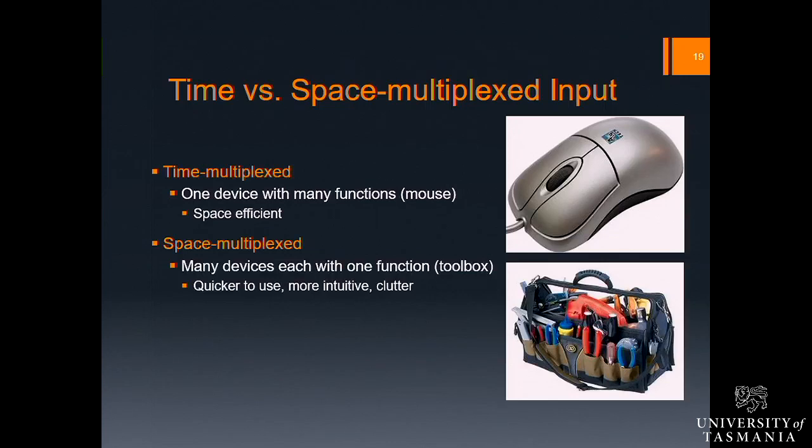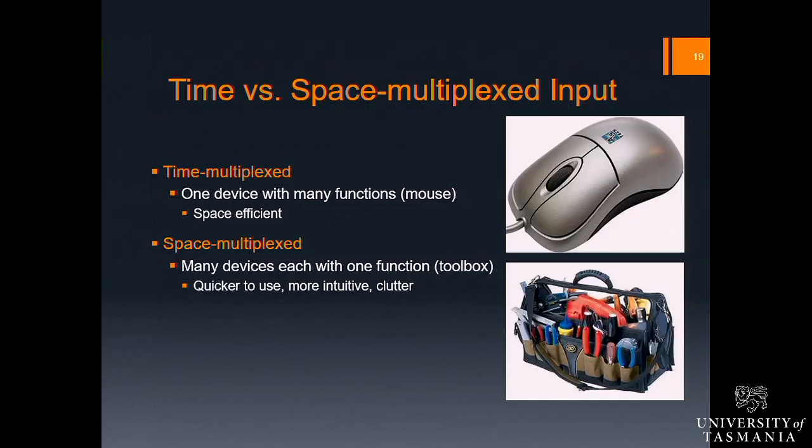You talk about time multiplex and you talk about space multiplex. This is just a classical stereotype. Time multiplex here means one device with multiple functions, but you have to do one at a time. That's like a mouse. With a mouse you can only do one thing at a time, move here, things like that. So it's just time multiplex. Multiplex means you just sequence over time.